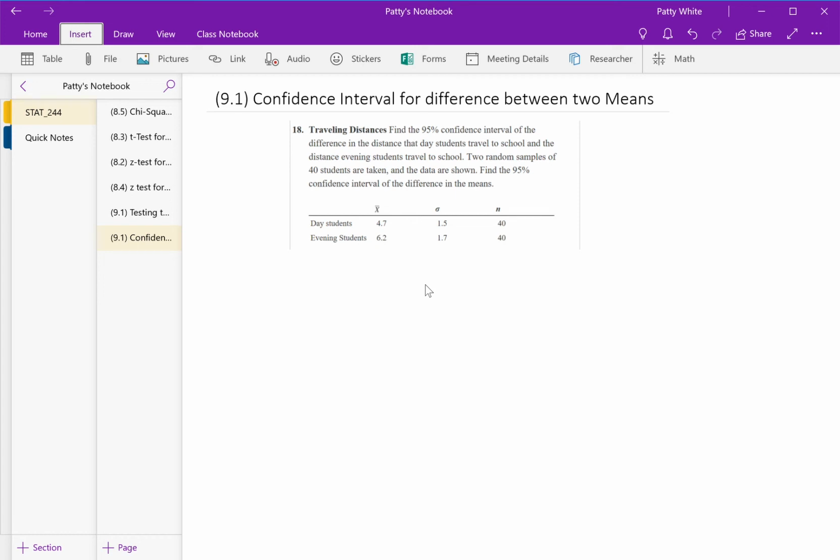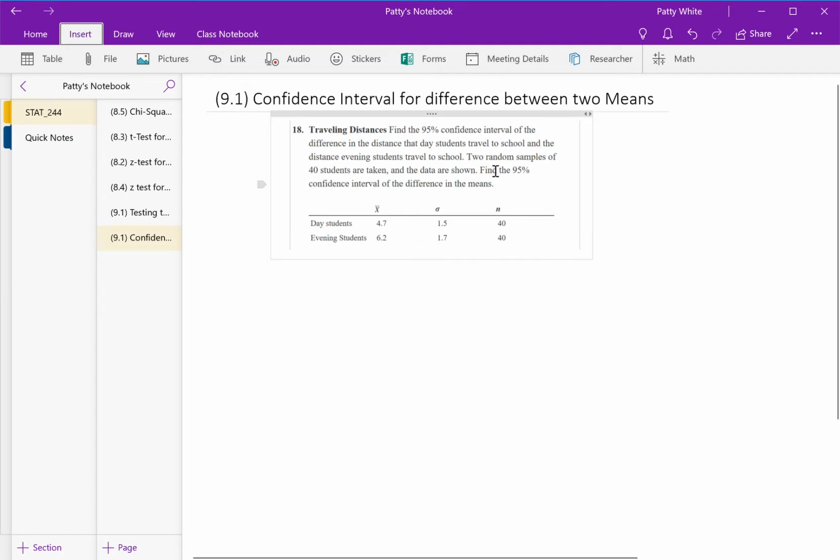Today we're going to look at how to calculate a confidence interval for the difference between two means. I took this problem from the 10th edition Blumen book. It says, find a 95% confidence interval of the difference in the distances that the day students travel to school and the distance that the evening students travel to school. Two random samples of 40 students were taken and the data is shown below.